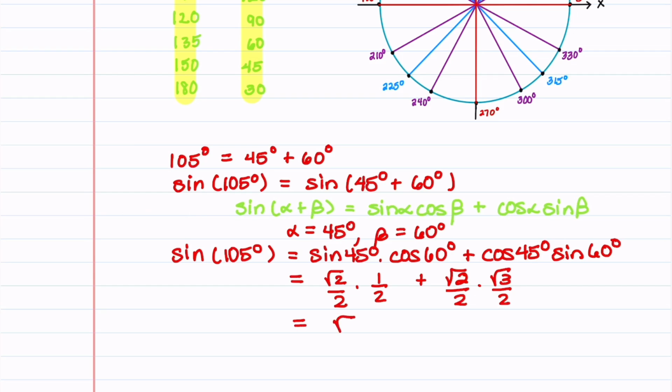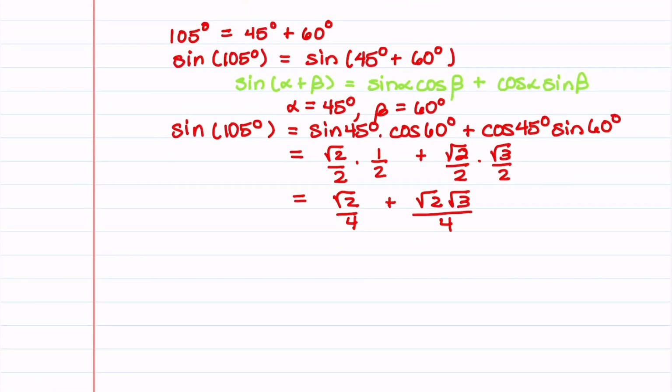This gives root 2 over 4 for our first term and root 2 root 3 divided by 4 for our second term. We're not going to combine those. We see that there's a root 2 over 4 common to both terms, so we'll pull it out. So we have a root 2 over 4, and that leaves us with a 1 plus root 3, which is our final answer.